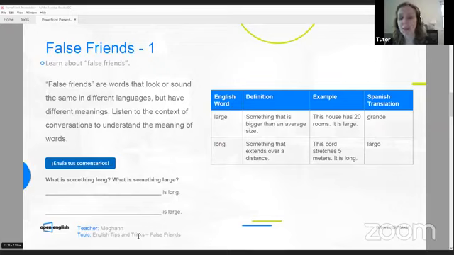Alex says, what is the theme today? We are talking about false friends, falsos cognados. Good question, Alex.